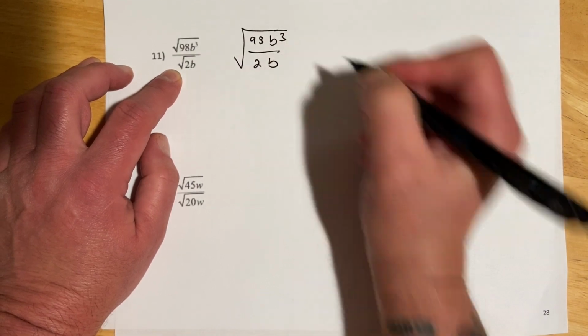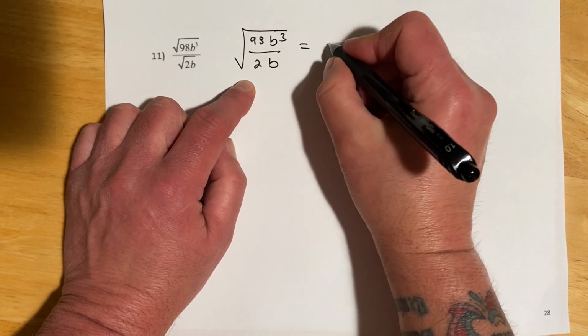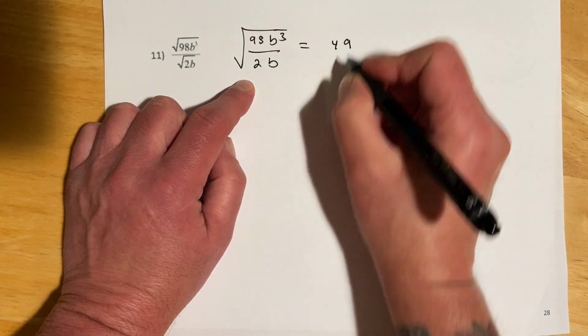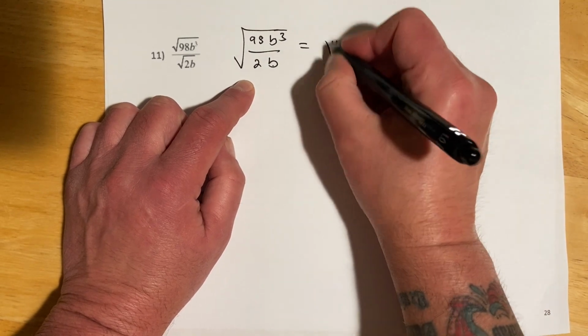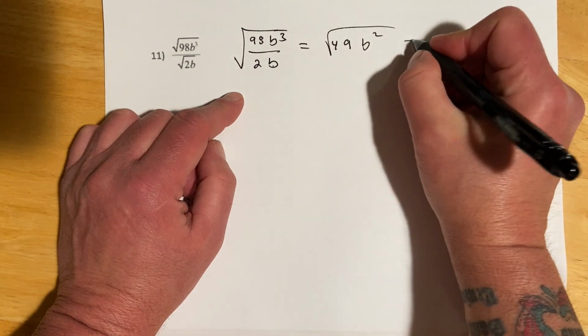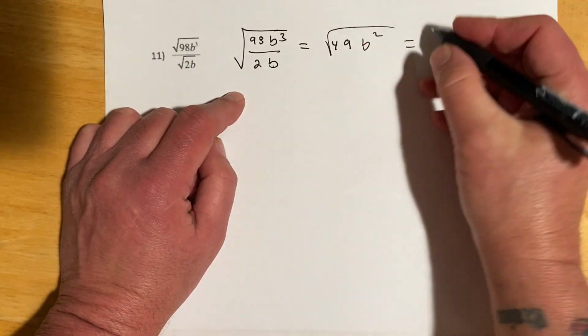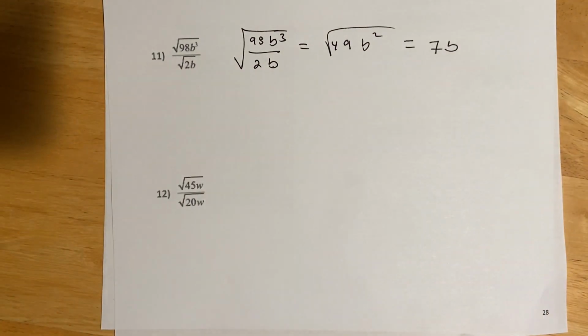then this becomes that. And then I can go 2 goes into 98, and then that's 49 times. And b cubed, so I could cancel out a factor of b. And then all of a sudden this turns into something, once I simplify, that I can take the root of pretty easily. So square root of 49 becomes 7, and b squared would be b.